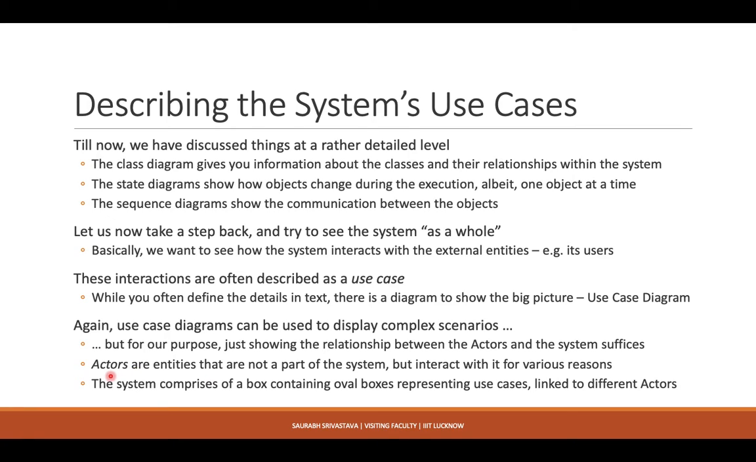So actors, I have already told you, are basically entities which are not a part of the system, but they do interact with it for various reasons, and they need not just be human beings, by the way. They can be libraries, even a software module which is not a part of your system, but you either depend on it or it communicates with your system. That too can act as an actor. So we are talking about any entity which is external to the system, but either the system depends on it or that entity depends on the system.